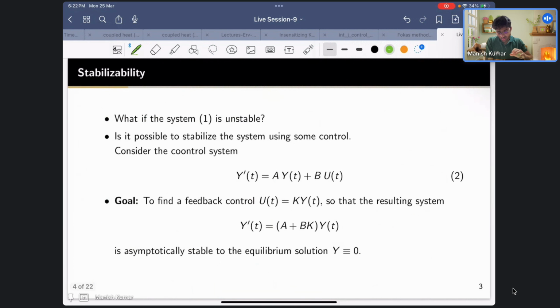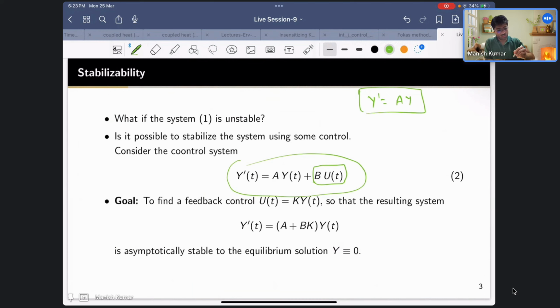Okay, so this was about the stability, and now I'll talk about stabilizability. So now consider this system y prime equals Ay. This is not stable. Suppose this is not true, then in that case what we do is we put something in, and then we try to show that, again, the resulting system is stable.